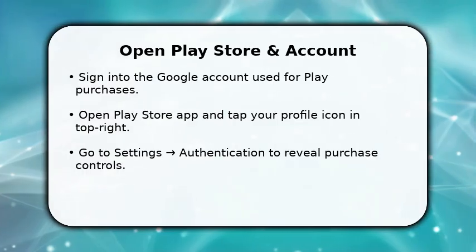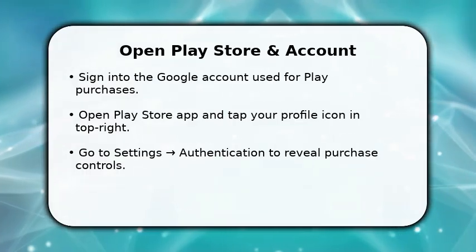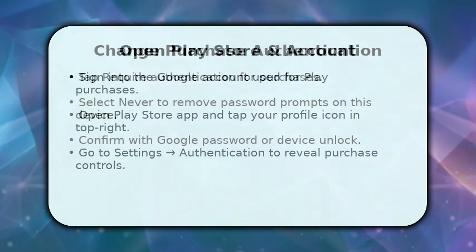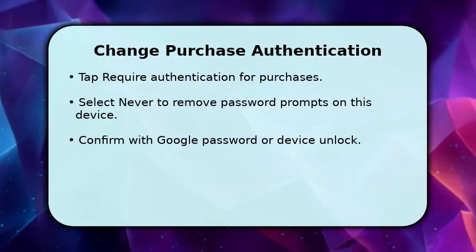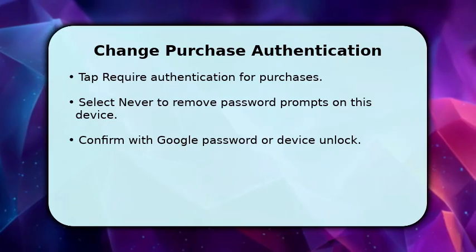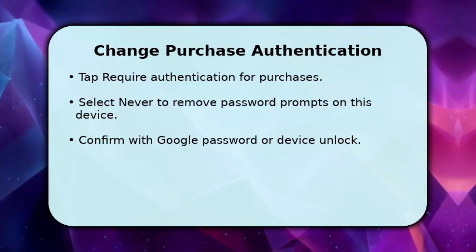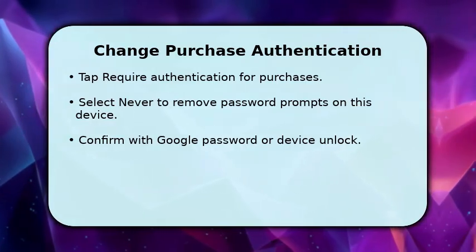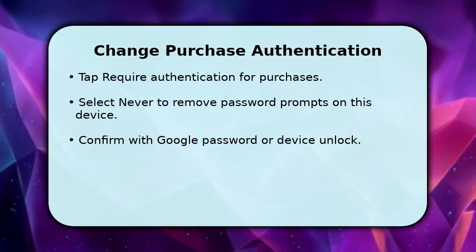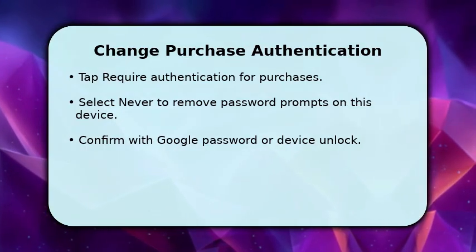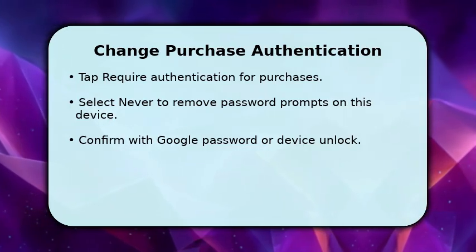Do not skip verification because Google requires it to protect payment methods and app purchases. Now find Require Authentication for Purchases and tap it. This controls when the Play Store asks for your password. Select Never to stop password prompts for purchases on this device. When prompted, confirm the change by entering your Google account password or using your device PIN, pattern, or biometric unlock.